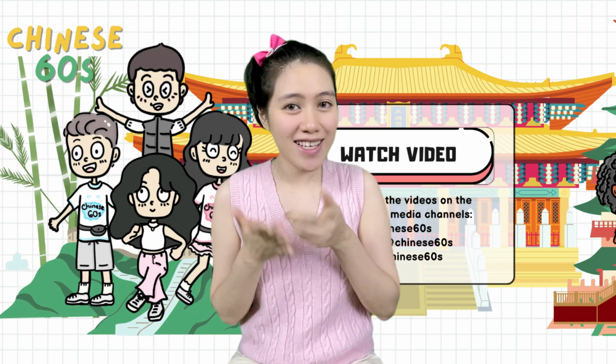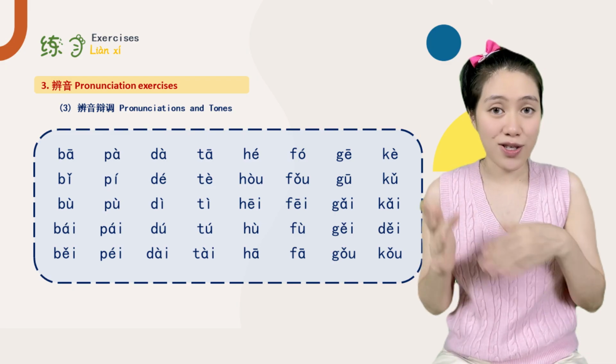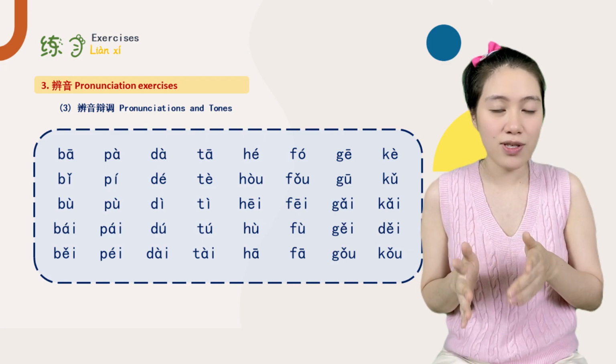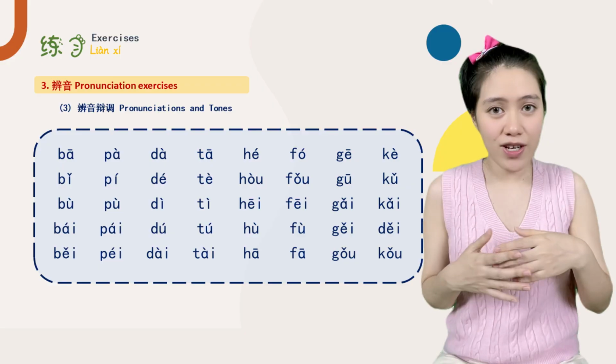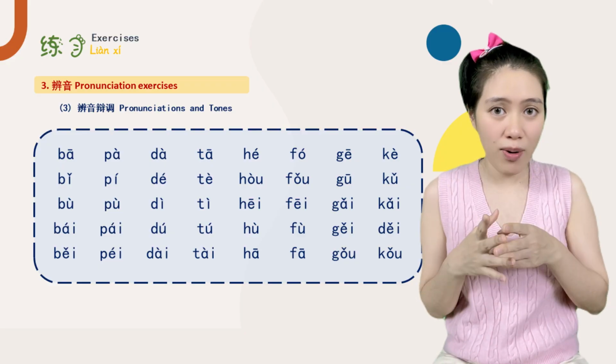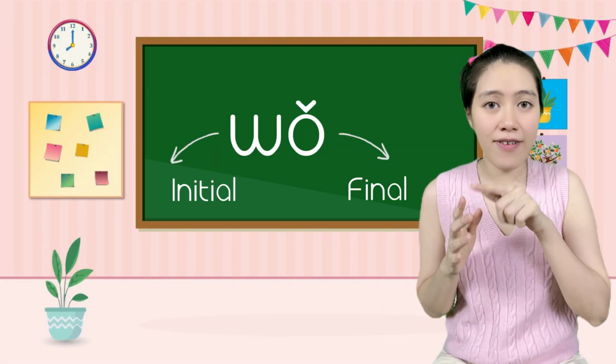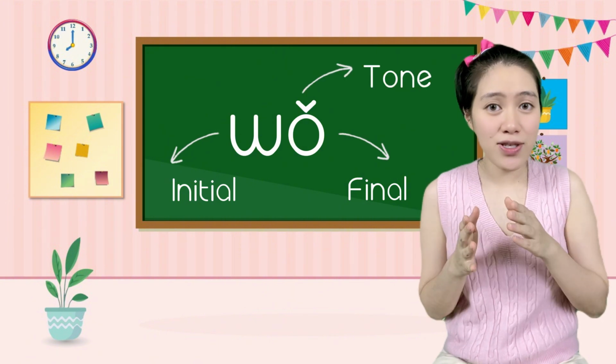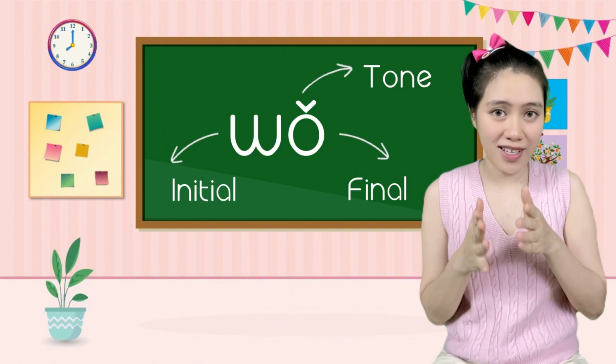Alright, so now let's get into it. Right now on the screen, you can see a few examples of Chinese syllables. Every Chinese syllable is made from 3 parts: initial, final, and tone. That's the basic structure of Mandarin pronunciation.